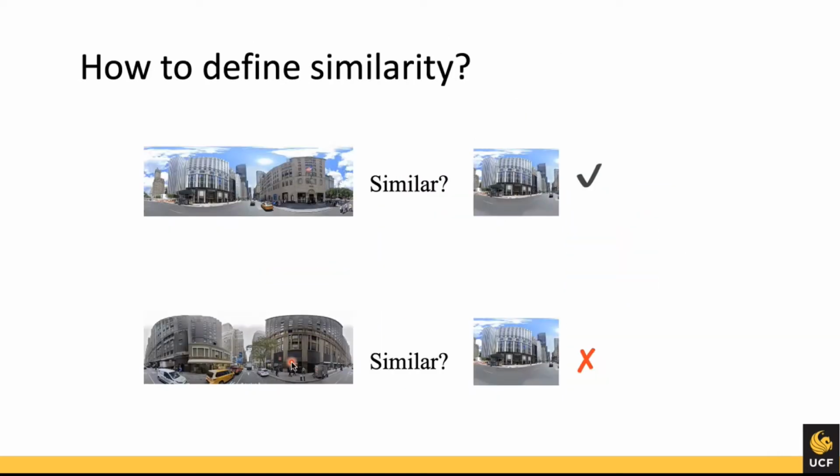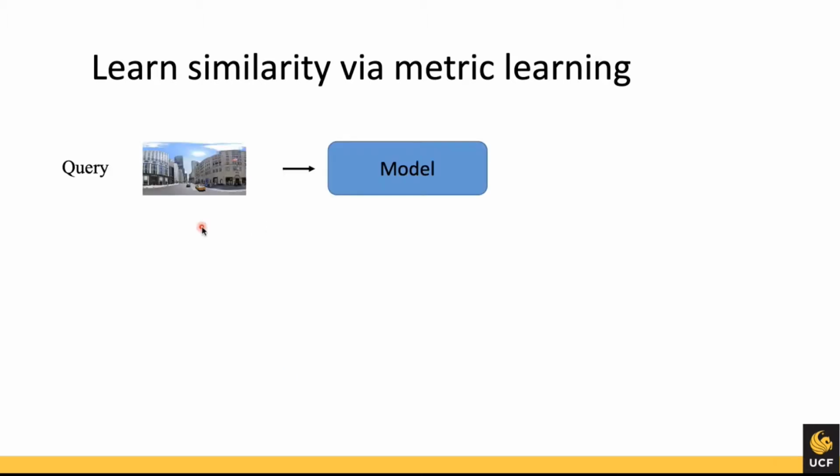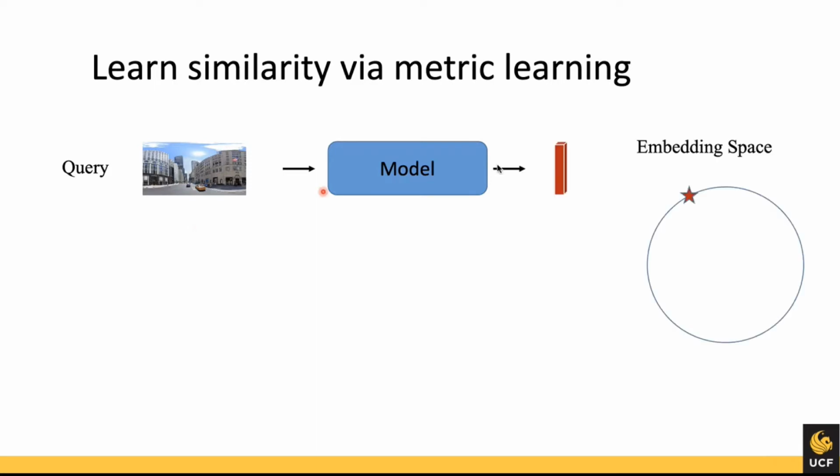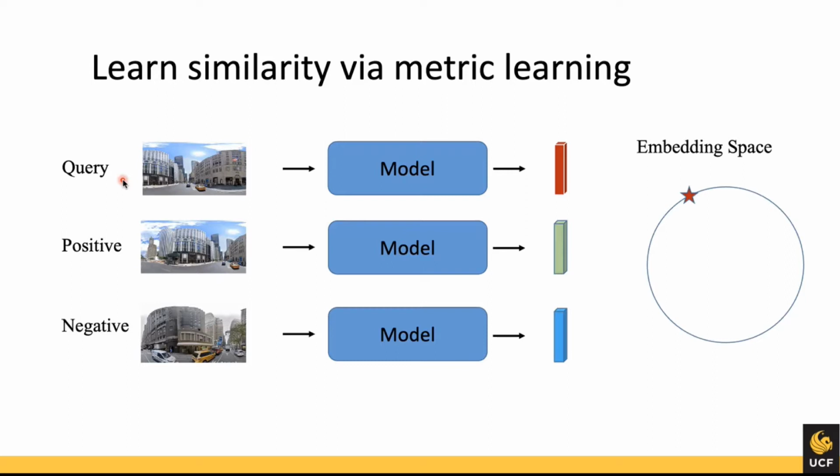So the question is, how do we define similarity, right? The typical way is that we learn the similarity via metric learning. Basically, if you have a query image, it will go through a deep learning model and generate a feature embedding. So in this embedding space, maybe this feature vector appears here. And in the reference database, you will have positive images corresponding to the query. You also have a lot of negative images corresponding to the query. They all go through the model and generate the feature embedding.